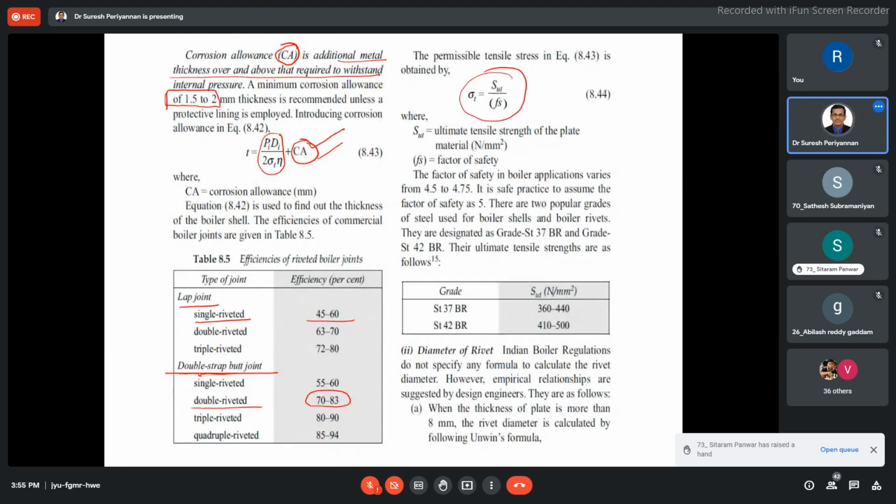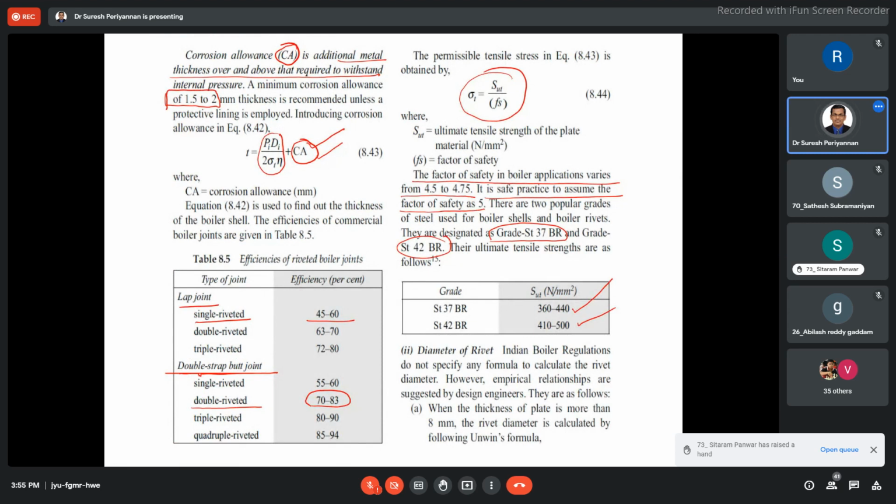Now we are going to discuss our factor of safety. For boiler applications, the factor of safety varies from 4.2 to 4.75, 4.5 to 4.75. But for safe practice and our safety purposes, we are using a factor of safety of 5. There are two materials we are using, grade ST 37BR and grade ST 42BR. This defines the yield strength, I mean the ultimate strength, of our boiler vessel material.